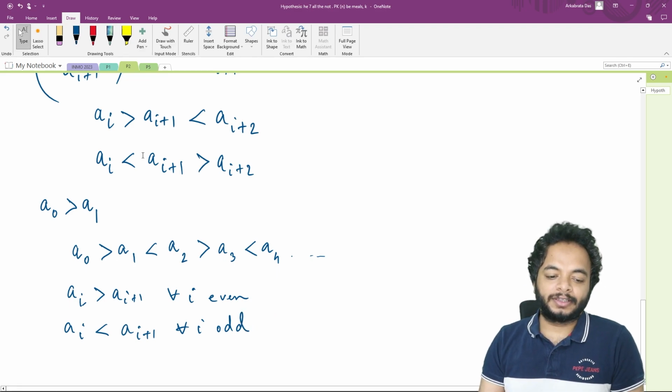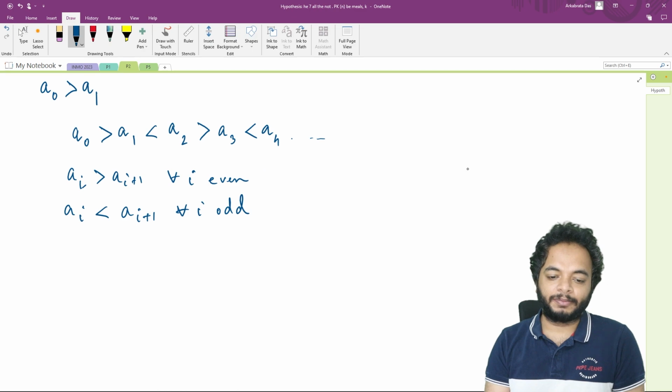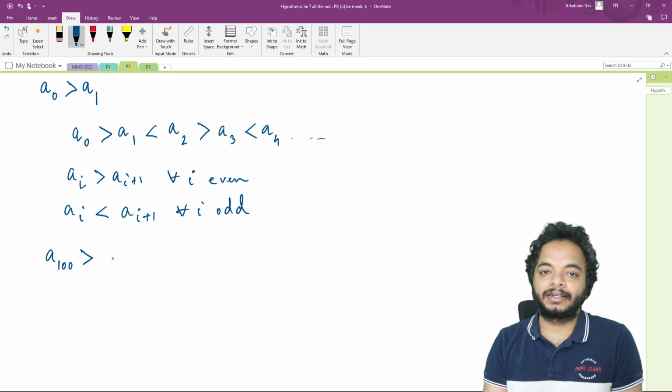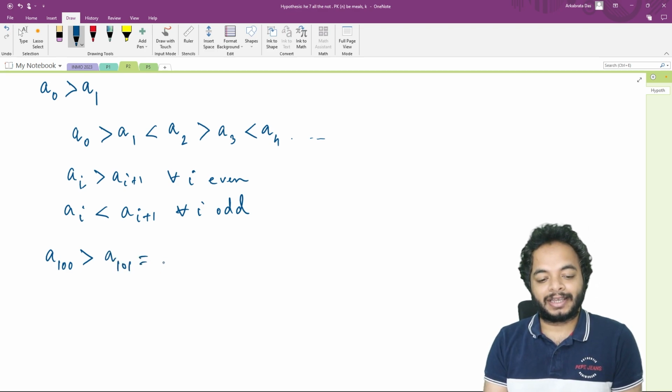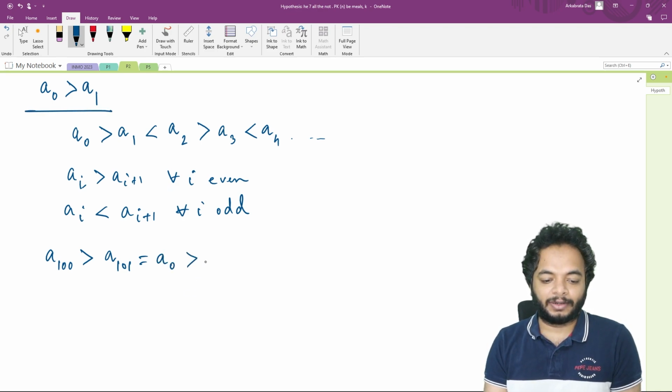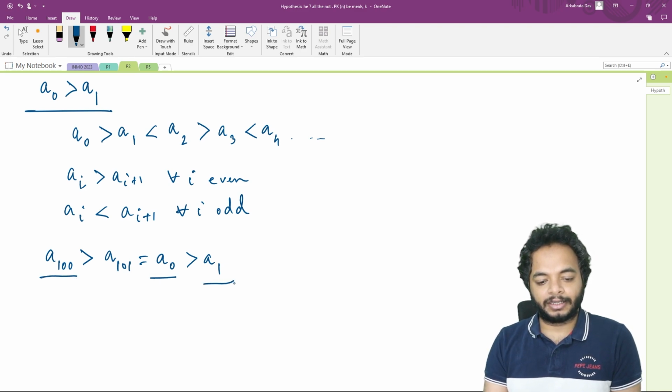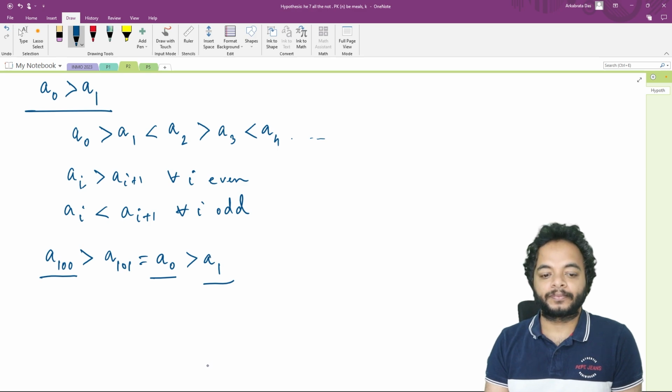So if we proceed like this, then we will have that a100 will be greater than a101, since 100 is even, but a101 is actually what? It's a0, but again we have this relation, that is a0 is greater than a1. So what we have here is a100 is greater than a0, and a0 is greater than a1.